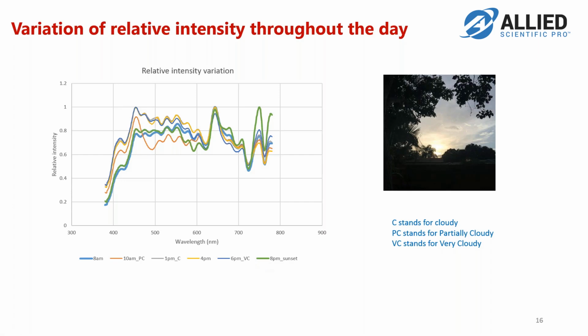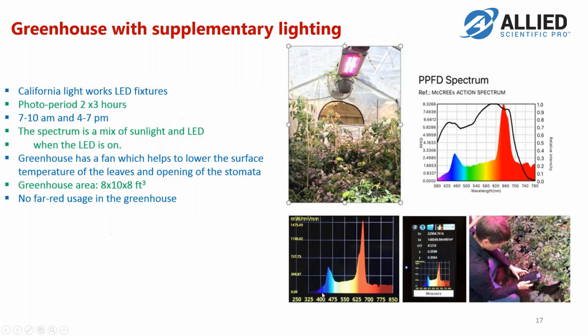Although we didn't have any control over the quality of the spectrum, we changed the intensity in the LED lamps so that we would follow this natural pattern, which I'll talk about later. So the greenhouse with supplementary lighting, you can see there's a picture in here, and this is a supplementary lighting. Again, a 12-hour photo period as far as the sunlight is concerned. And then there were 2-3 hours where we turned on the supplementary lighting. It was from 7 to 10 a.m. and 4 to 7 p.m.